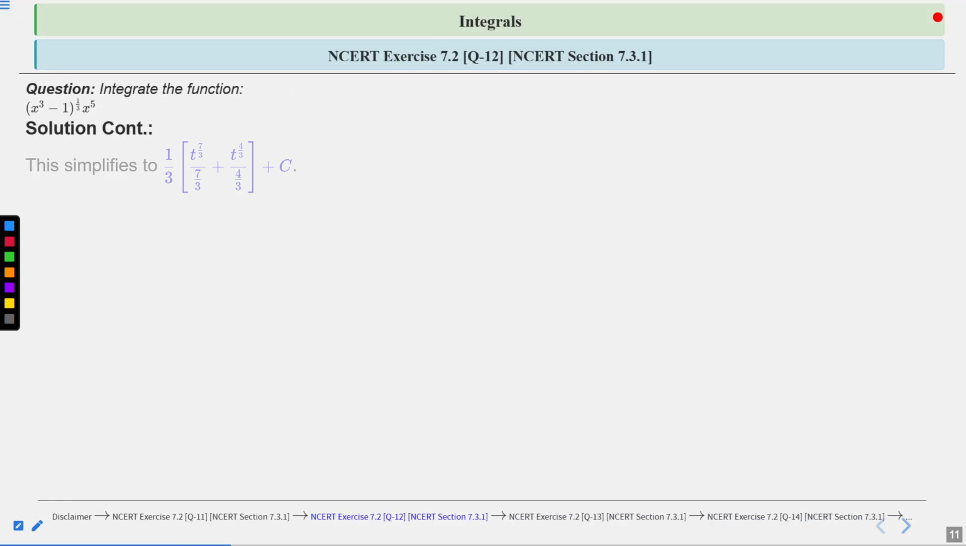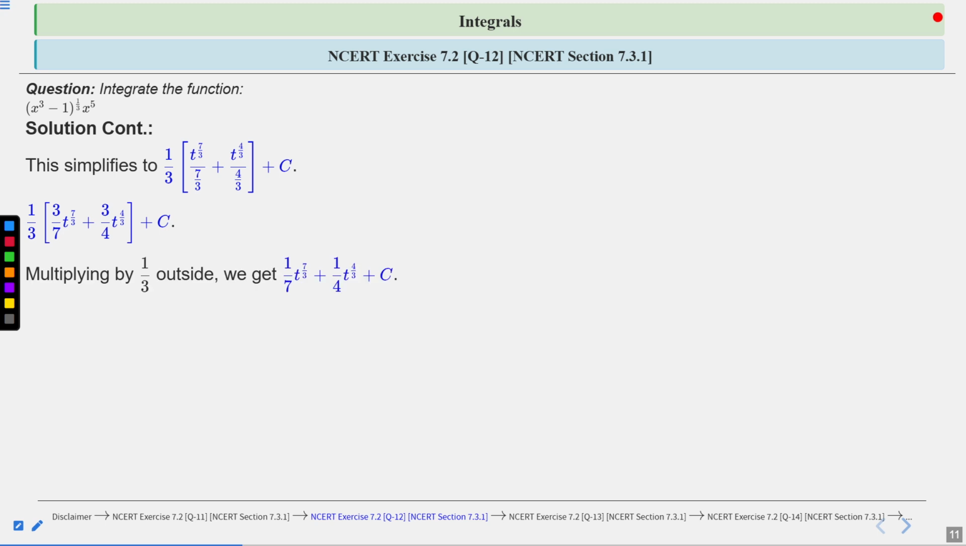Now this simplifies to 1 by 3 t to the power 7 by 3 upon 7 by 3 plus t to the power 4 by 3 upon 4 by 3 plus c. After simplification, it becomes 1 by 3 times 3 by 7 t to the power 7 by 3 plus 3 by 4 t to the power 4 by 3 plus c. Now multiply by 1 by 3 outside, we get 1 by 7 t to the power 7 by 3 plus 1 by 4 t to the power 4 by 3 plus c.